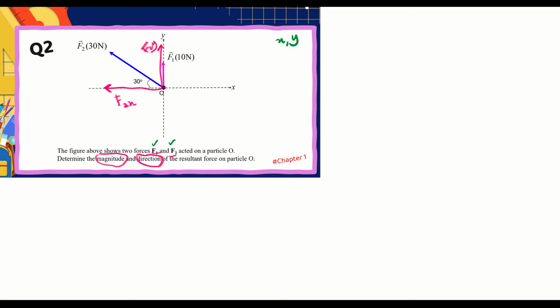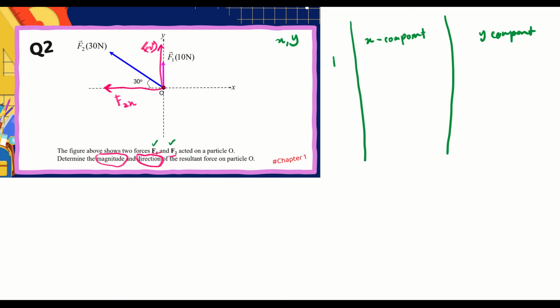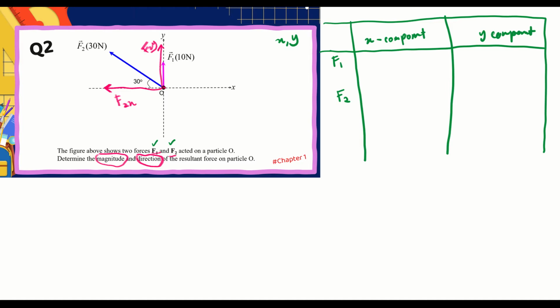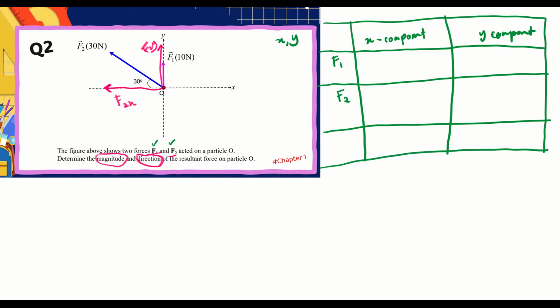To make it simpler and easier to understand, we put everything in a table. So we have a table for x component and also y component, and we have two types of forces, which is F1 and F2. So you can draw a more proper table, F1 and F2. We have to look at the diagram here one by one, so we focus on F1 first.